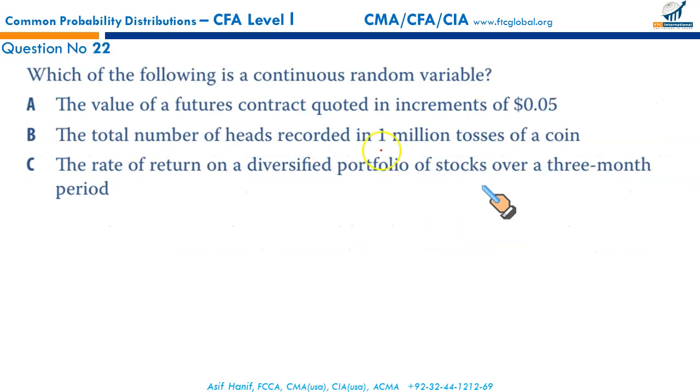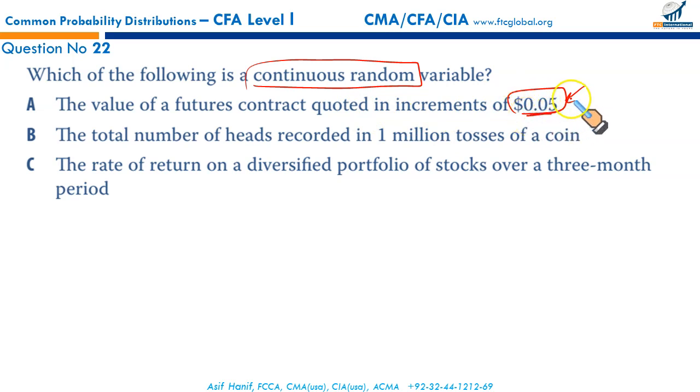Moving on, which of the following is a continuous random variable? Continuous random variable means it can assume any number. A value of future contracts quoted in increments of 0.05 will always be in the multiples, will be in these ranges. The next number is predictable. So it is not continuous, it's discrete.